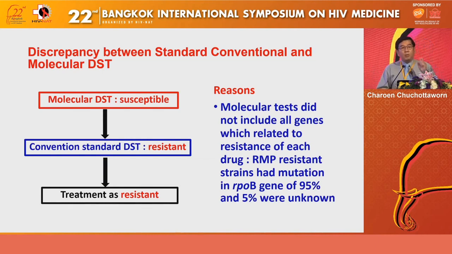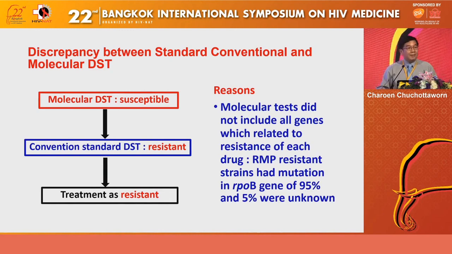Another point in clinical practice is the discrepancy between the standard conventional and molecular tests. I tried to summarize it to make it clearer and easier for clinicians. If you have a molecular test susceptible, you start with HRZE, and then you get the conventional test later that is resistant, you have to change the treatment to resistant. Straightforward, because the molecular test does not include all genes related to resistance. For rifampicin, 95% carry the resistance in the rpoB, but 5% we don't know, maybe an abnormal protein or another gene. So if the standard test shows resistance, you have to treat as resistant.